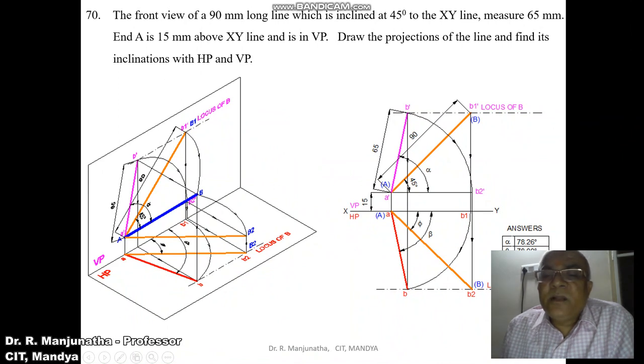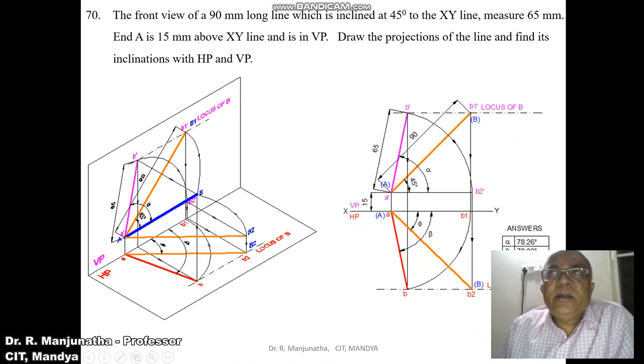So to find the top view true length, we have to take the front view. A dash is above the XY line by 15 mm, so B dash should also be above the XY line by 15 mm. That is possible by taking the compass with A dash as center and the radius A dash B dash, and drawing a smooth arc such that it cuts the locus of A in the front view, above the XY line by 15 mm. So both A dash and B2 dash are above the XY line by 15 mm. From B2 dash, draw a vertical projector to the top view such that it cuts the locus of B in the top view at this point, and mark this point as B2.